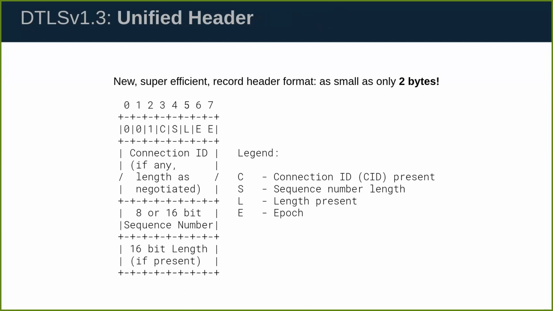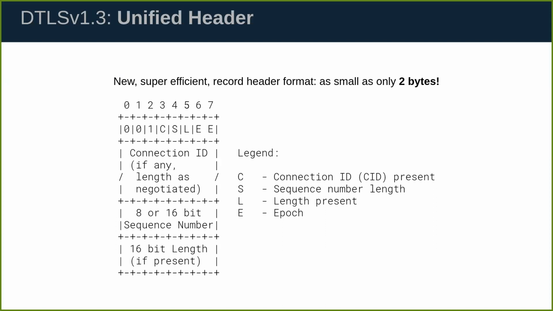Another new feature of DTLS 1.3 is the unified header. It's a new, very efficient header that can be as small as 2 bytes. So here we have the exact specification of the unified header. The first byte is the identifier. It identifies the packet as a DTLS 1.3 record, as well as it says how long the unified header is.